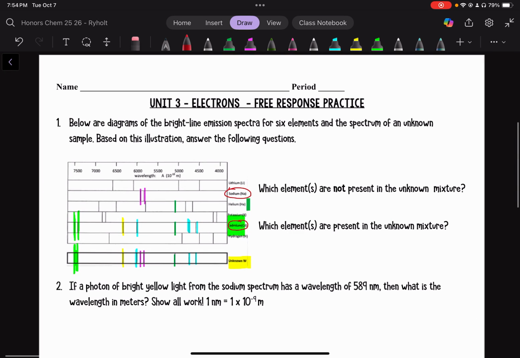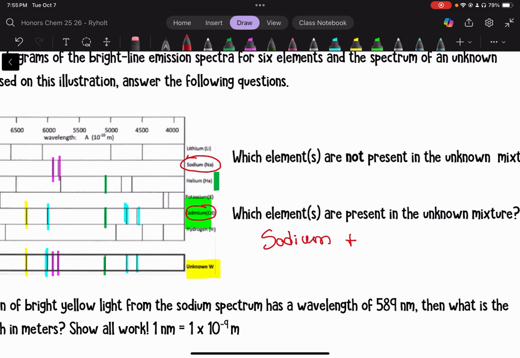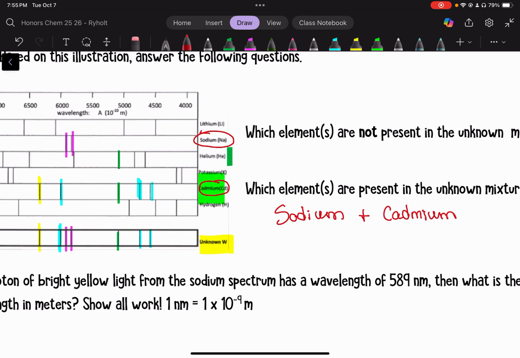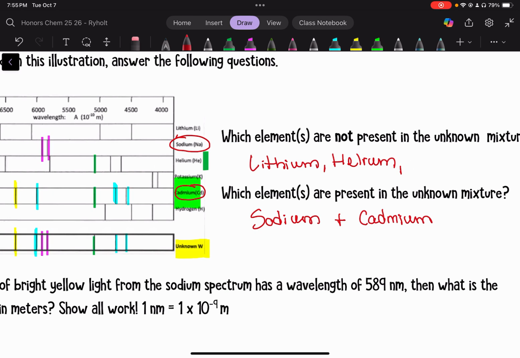In this particular case, we'll write sodium is present and cadmium. In terms of which ones are not present, lithium is not present, helium is not present, and potassium is not present.